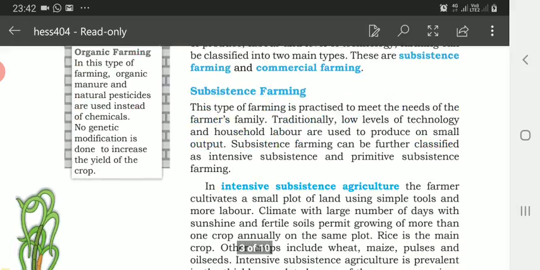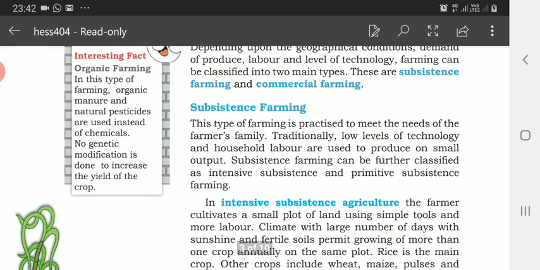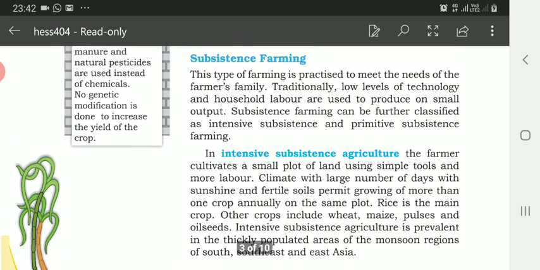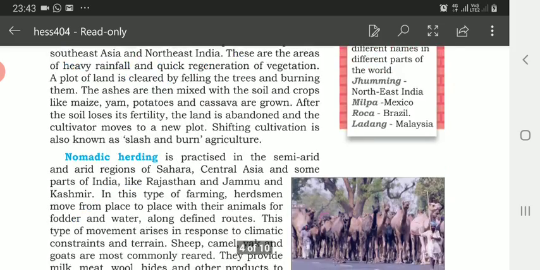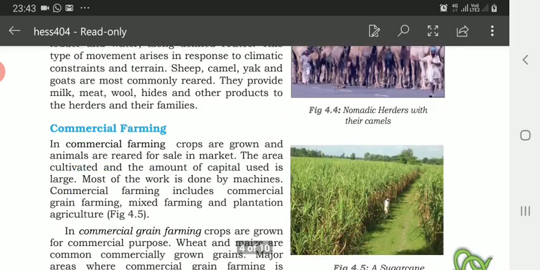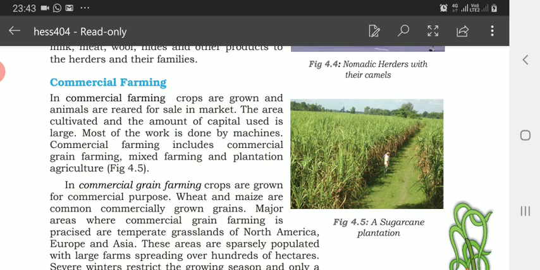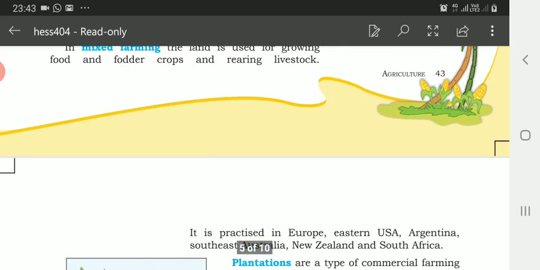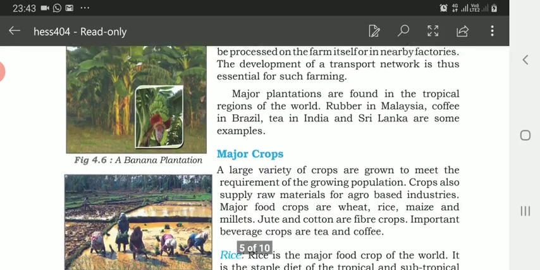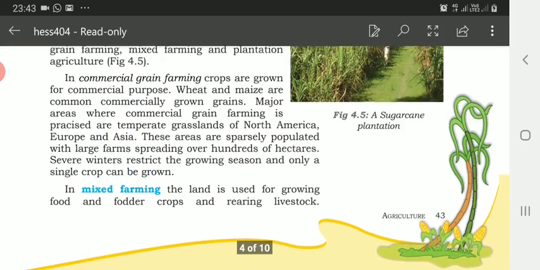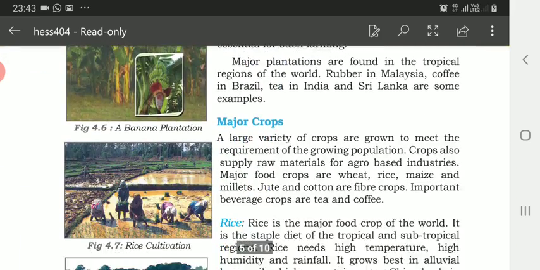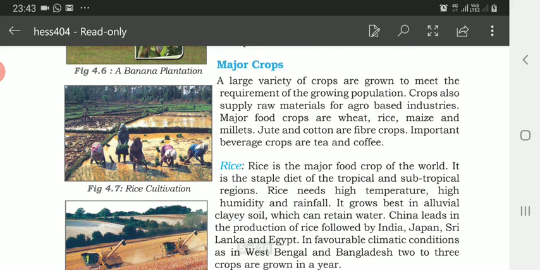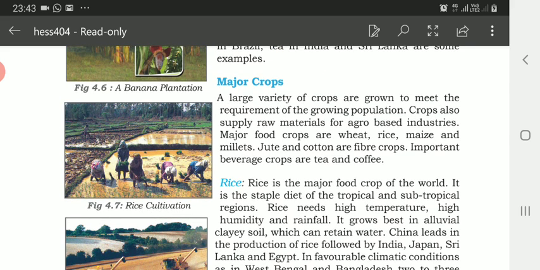types of farming. In the types of farming, we have understood subsistence farming and the two different types of subsistence farming, that is intensive and primitive. In primitive, we have seen shifting cultivation and nomadic herding. The other form of agriculture is commercial farming. In commercial farming also, we have seen the different types, like mixed farming, commercial grain farming, and the plantations. Today we are going to start another topic, that is major crops.